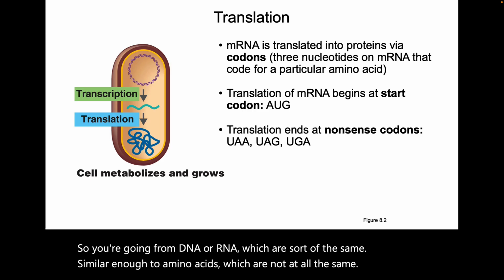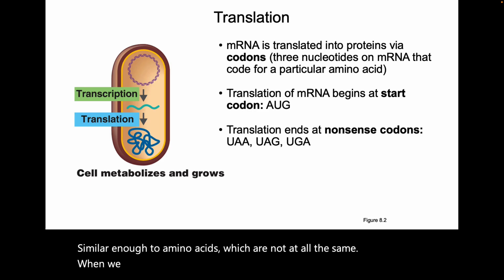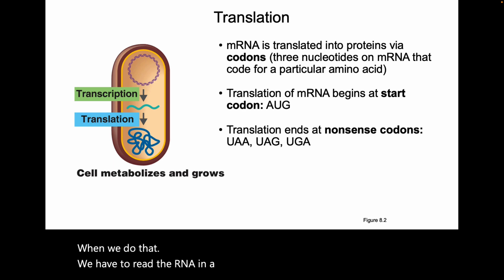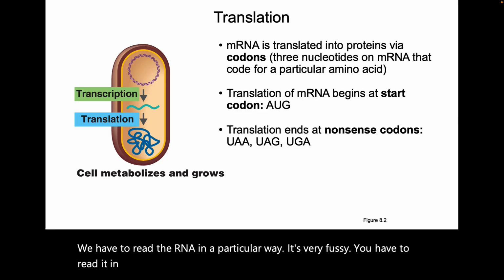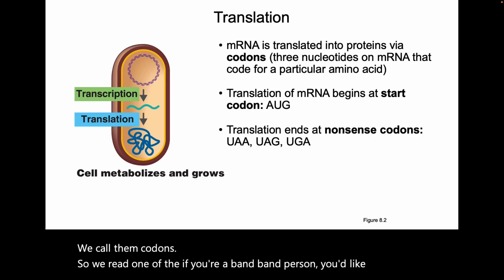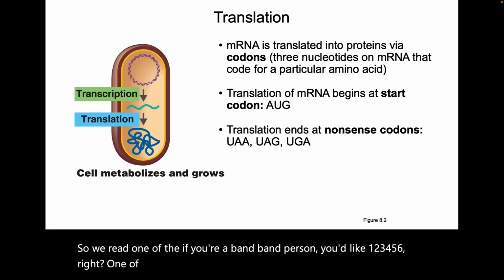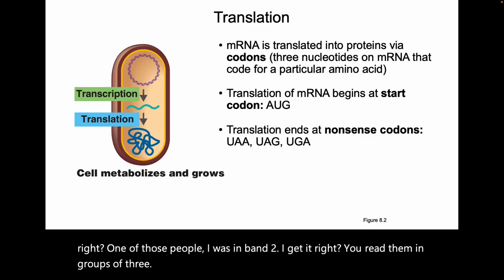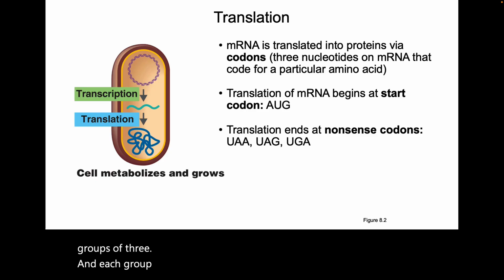So when we do that, we have to read the RNA in a particular way. It's very fussy. You have to read it in groups of 3 letters. We call them codons. If you're a band person, you'd be like 1, 2, 3, 4, 5, 6, right? One of those people. I was in band too, I get it. You read them in groups of 3, and each group of 3 letters of RNA represents 1 amino acid.